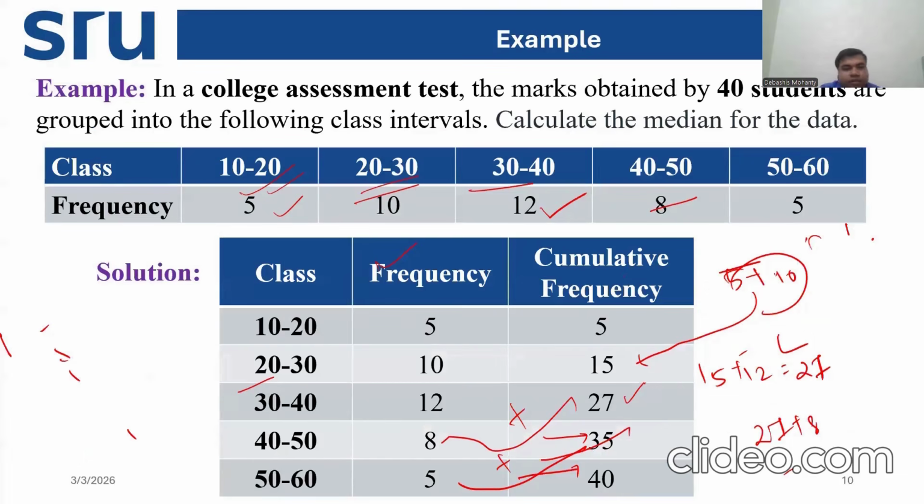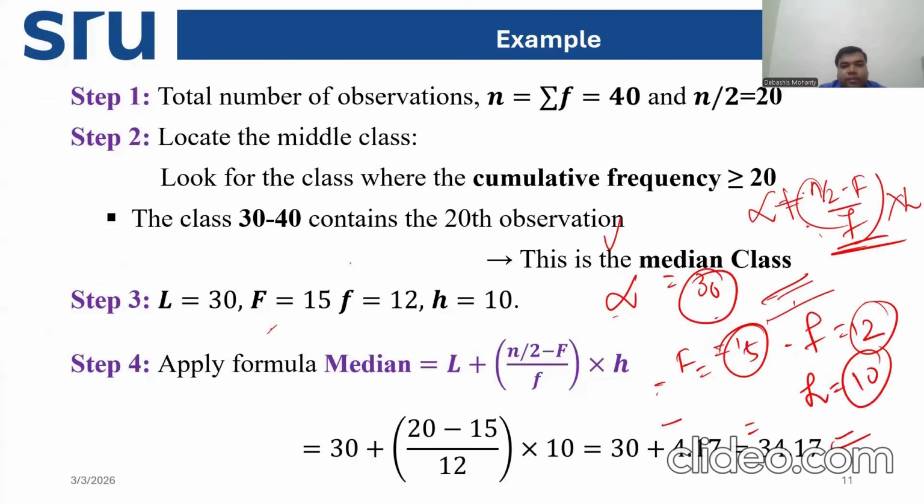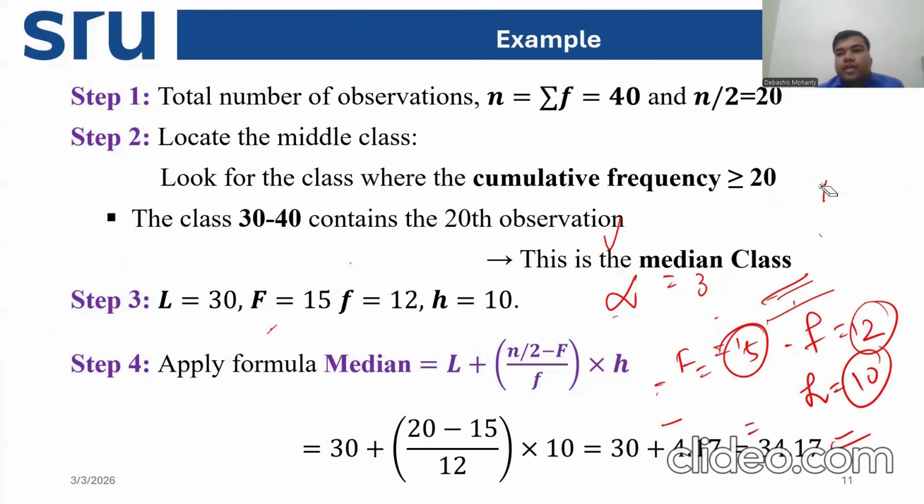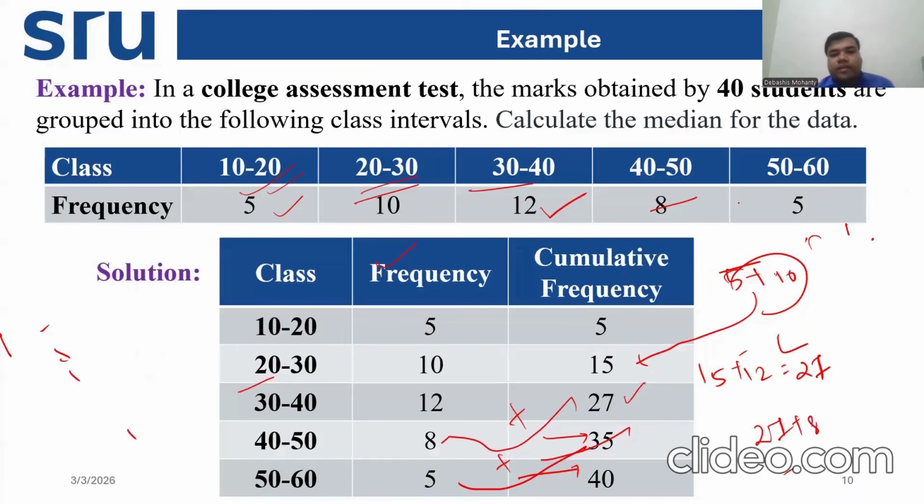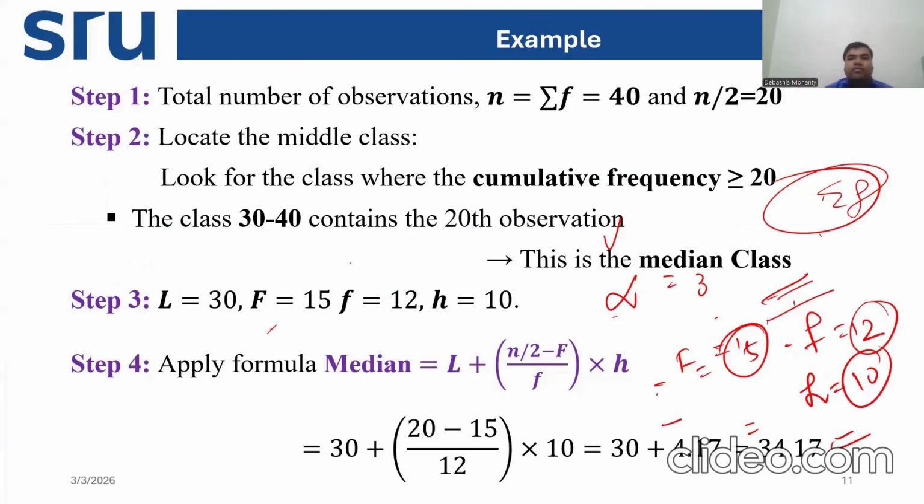So through this problem, we have already seen how we can use these values, and using this class interval and the frequency, how we can calculate the cumulative frequency. I have already discussed this with you. After calculating the cumulative frequency, how to find n by 2, where n is the sum of the frequencies. We can sum the frequencies here: 5, 10, 12, 8, 5. So 5 frequencies are there. Just add those frequencies. Easily you can find this n by 2 value. Okay, that is 20.